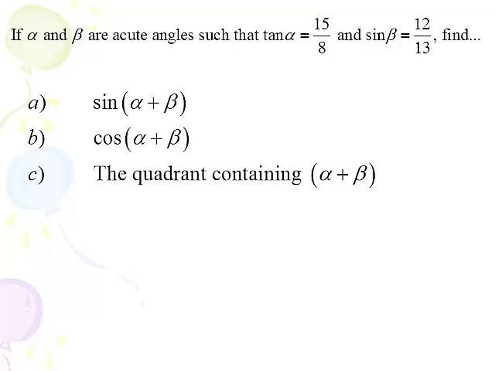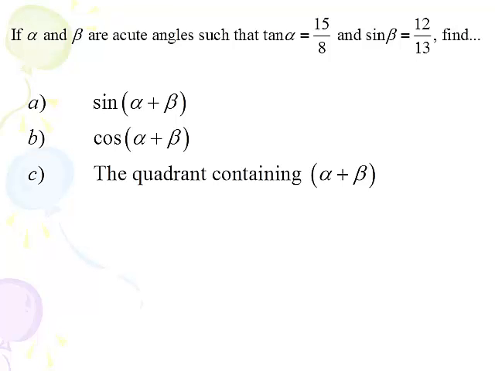All right, let's wrap this lesson up with a couple examples here, although they are rather extensive. If alpha and beta are acute angles such that the tangent of alpha is given and the sine of beta is given, we're going to find the sine of alpha plus beta, the cosine of alpha plus beta, and the quadrant that contains alpha plus beta. And I'll add something else here. I also want to find the tangent of alpha plus beta, and I'll walk you through that.